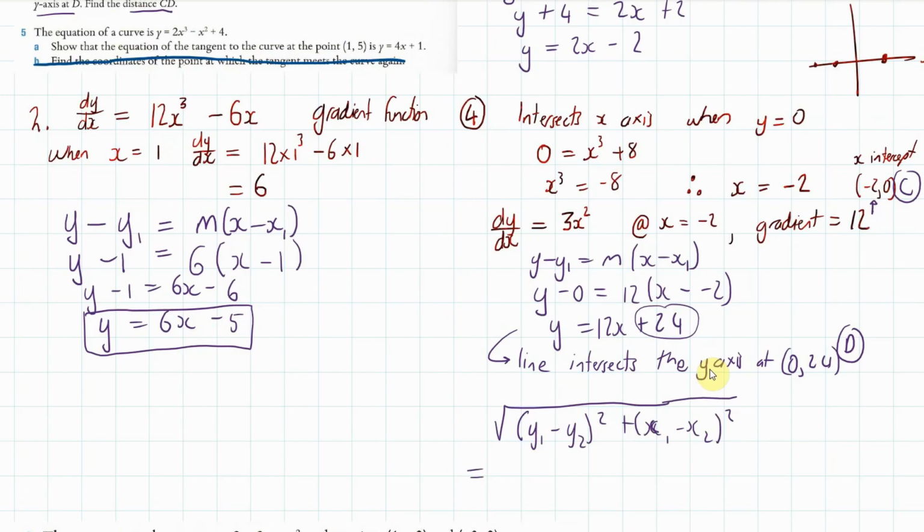Okay, so I'm going to go square root, it's going to be a bit messy, 24 minus, these are my y values, minus 0, isn't it? That's going to be squared, plus 0 minus 2 squared. And we plug this into our calculator. 24 squared plus 4, square root of the answer. You can just check this on a calculator. I'm getting 24.1 as my distance there.